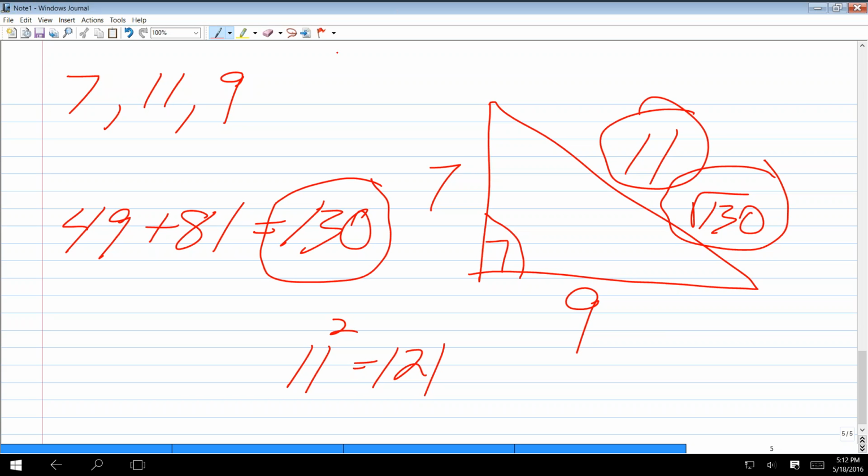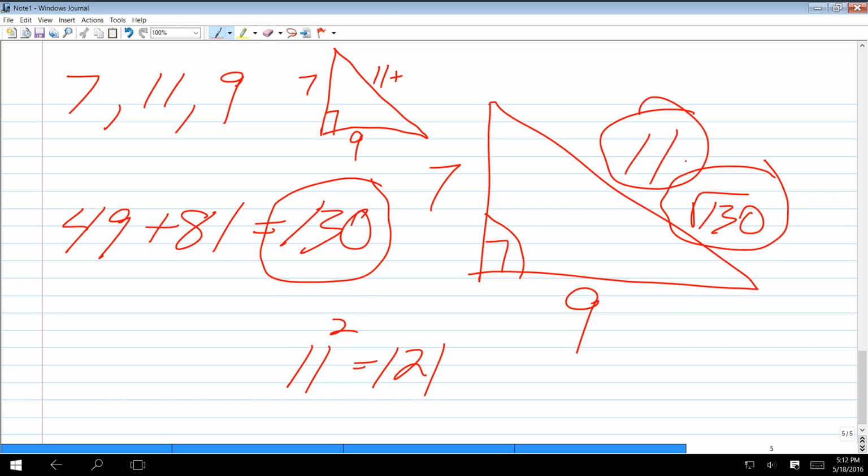In other words, here, let me draw what the right triangle would look like. This side would be 7, that side would be 9, and this side would be 11 and change, right? Square root of 130. Somewhere between 11 and 12. So it's 11 plus.